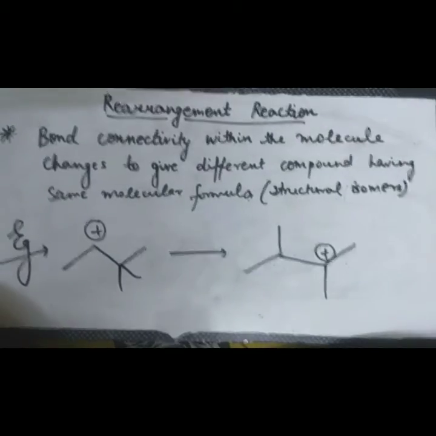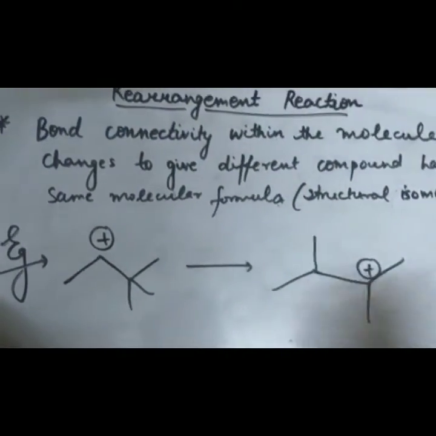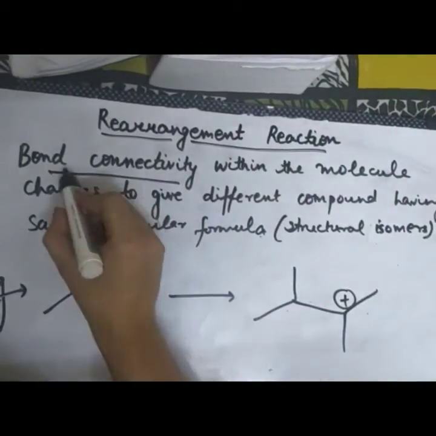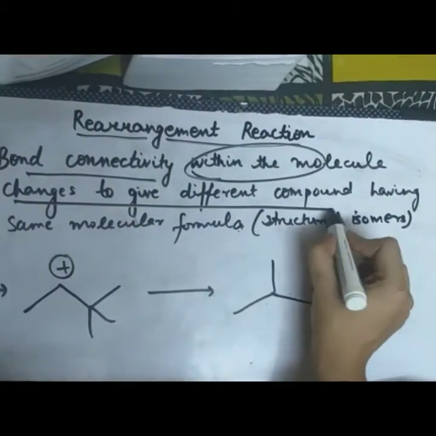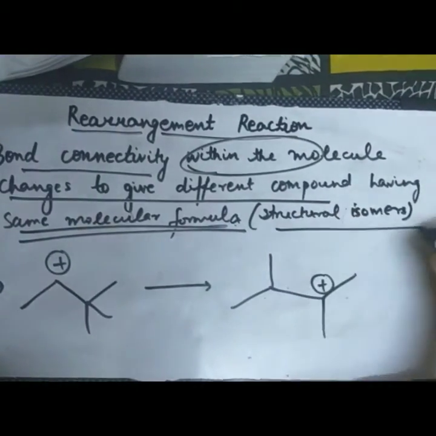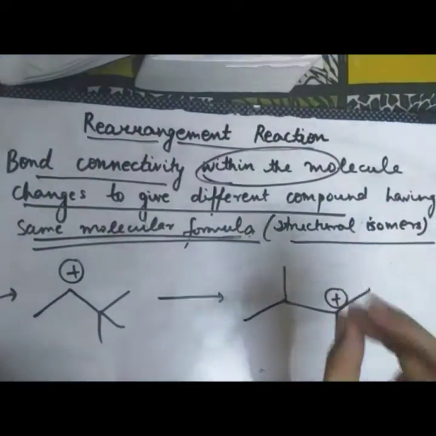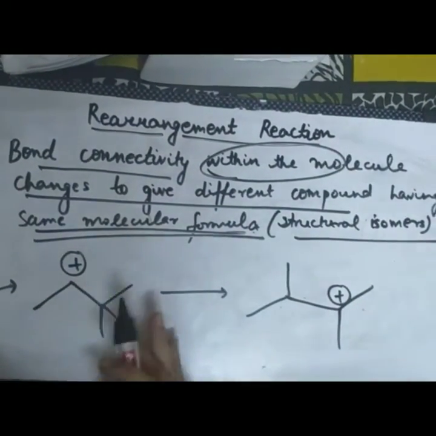So next reaction we are going to discuss is rearrangement reaction. In rearrangement reaction, bond connectivity within the molecule changes to give different compound having same molecular formula, that is structural isomers. That means bond connectivity within the same molecule changes, right?